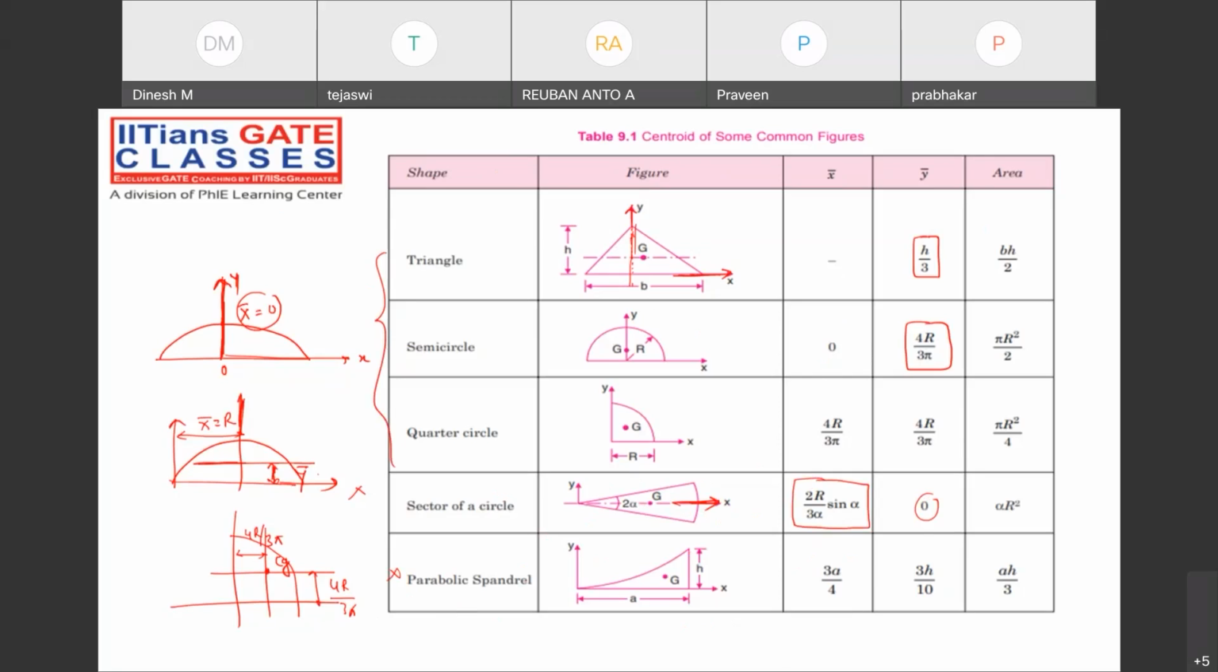These are the very, very most important things. Similarly, we have the center of gravity also, for some of the figures like the solid sphere, hollow sphere.